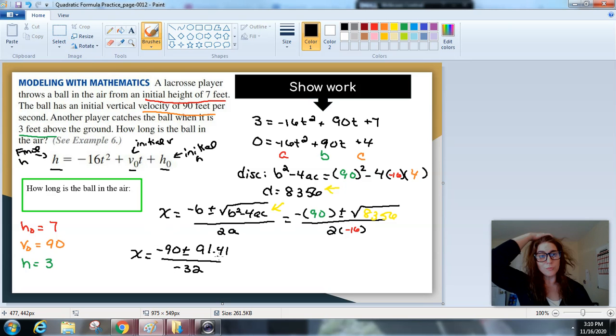So now we have to figure out, well, what are these actual values? So we can see how long it was in the air for. So we're going to do it twice. We're going to start by doing the adding.